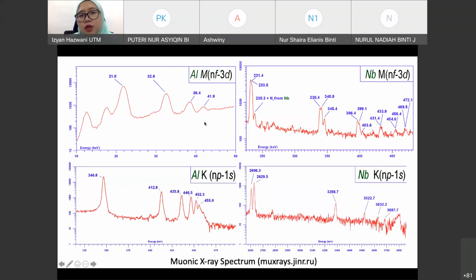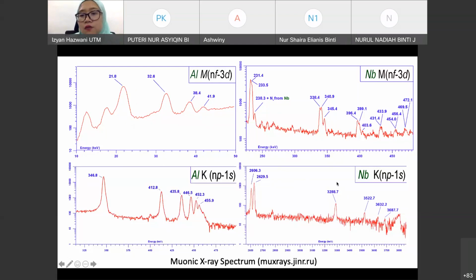As you can see here, the M series has 1, 2, 3, 4 nearby peaks, and the 3rd and 4th peaks are very, very close to each other, but this one is farther and so on. The similar pattern goes for the K series, so this is much closer and then becomes separated. And the same goes for niobium and also the K series of niobium.